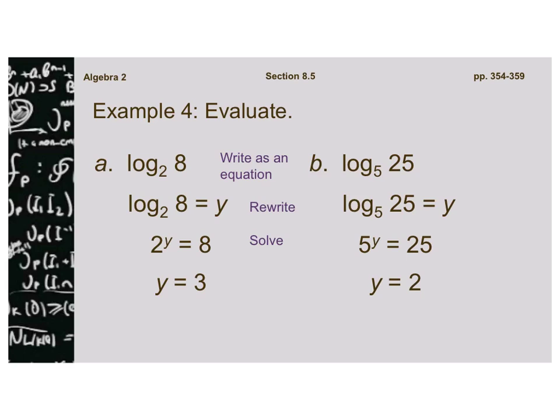Log base 2 of 8. If I rewrite this using my definition, first write it as an equation, so I have an equal y. Next, you rewrite it, so I take the base to the outie, and that's equal to my innie. Remember that 8 is equal to 2 to the 3. So therefore, y would equal 3.